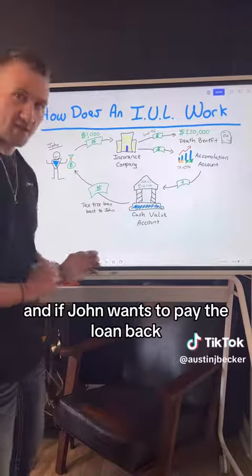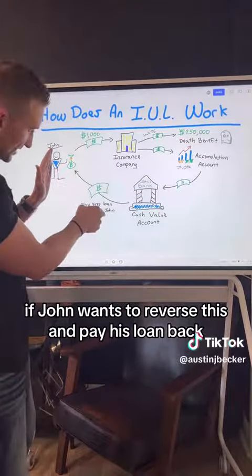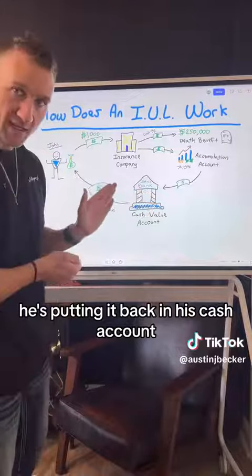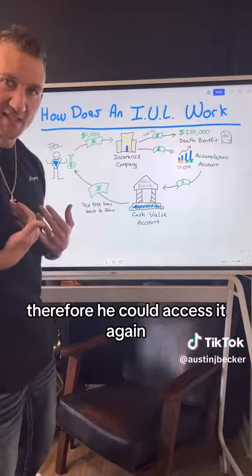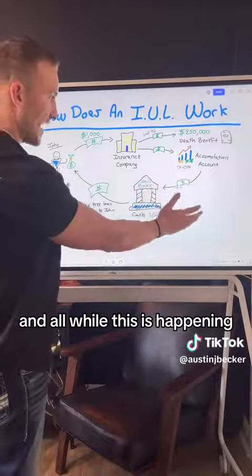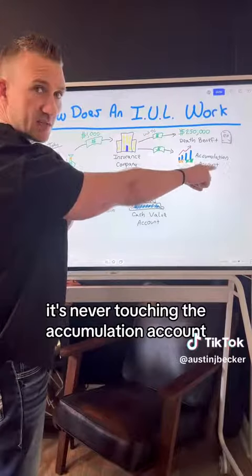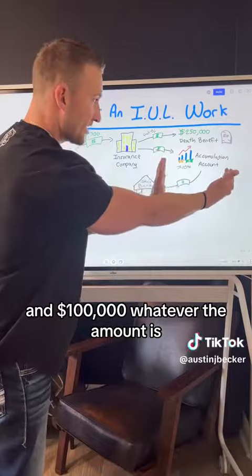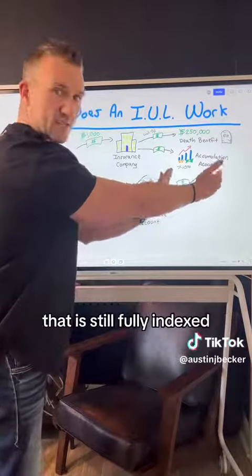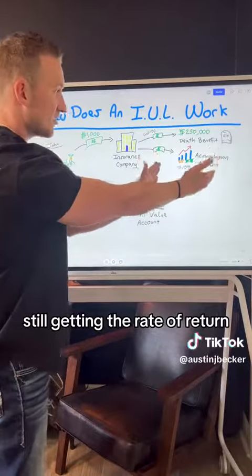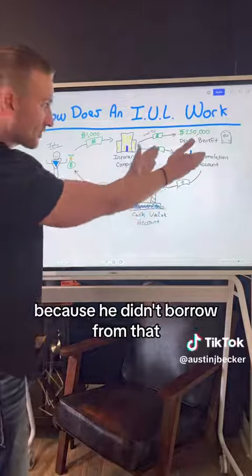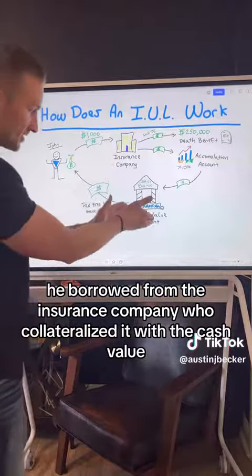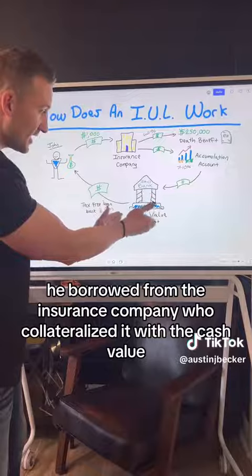And if John wants to reverse this and pay his loan back, he's putting it back in his cash account. Therefore, he could access it again. And all while this is happening, it's never touching the accumulation account. So therefore, this account that has like $1,000,000 in it, $100,000, whatever the amount is, that is still fully indexed, still getting the rate of return because he didn't borrow from that. He borrowed from the insurance company who collateralized it with the cash value in his account.